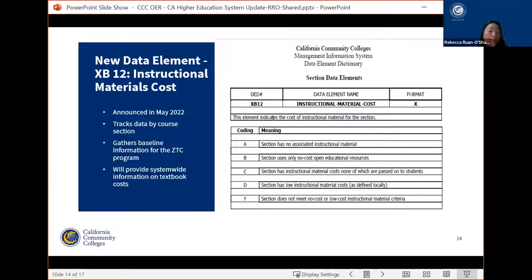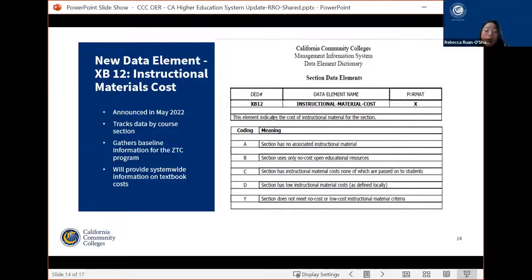So this is just a snapshot of our new data element that we just launched in May in close partnership with our Academic Senate. This data element is now added into our management information system, really as an initial infrastructure-building step to collect system-level data on instructional material costs. So this one is really baseline data. As part of the data submission each term, colleges will have to report on how they make their instructional materials for each course section available to students, low cost or no cost.